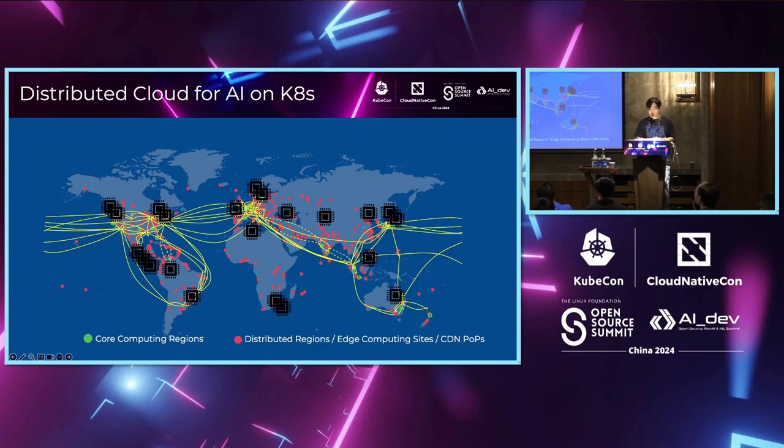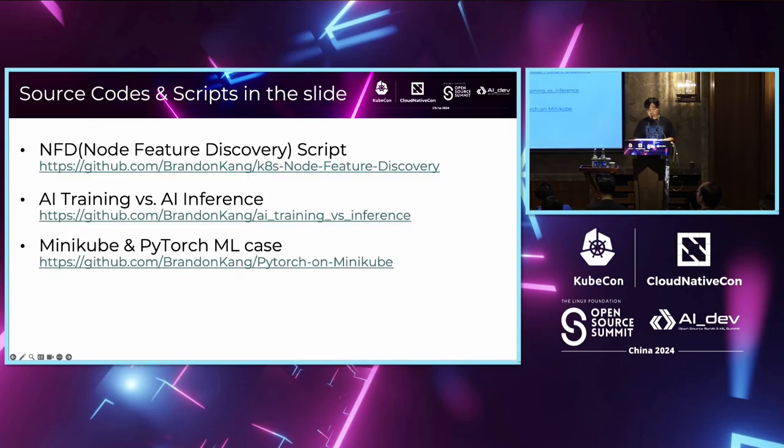There will be computing machines with GPUs. This image illustrates a global infrastructure for distributed Kubernetes clusters in the cloud environment, especially optimized for AI workloads. So they can be very close to the end users, and this satisfies the performance metrics asked by the end users in the world. Okay, this is my last slide of this session.